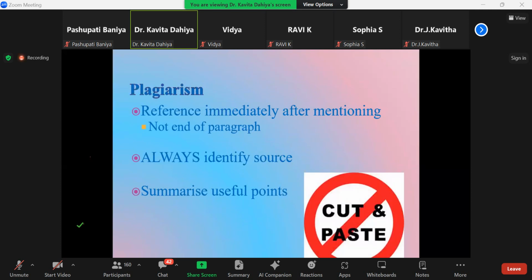The reference should come immediately after mentioning, not at the end of the paragraph. Always identify the source. This is a research ethic: if you are referring to any document or any research that has already been conducted by an expert, then you need to give the source as well as recognition to that researcher. Summarize useful points.